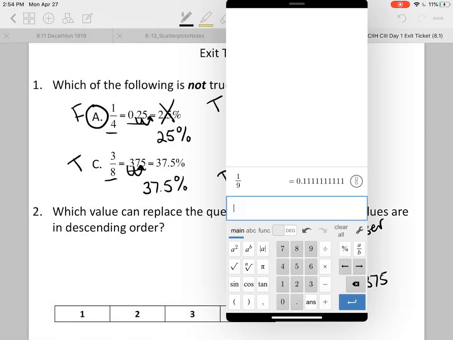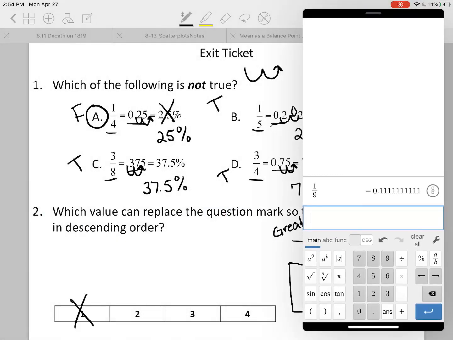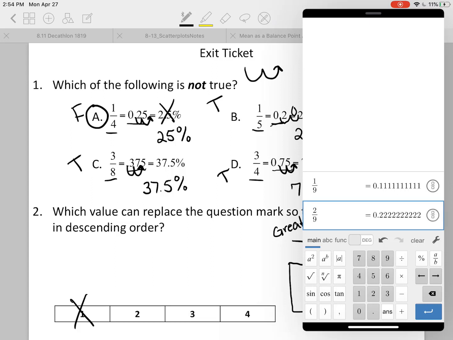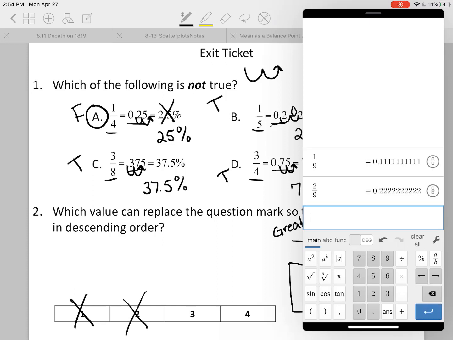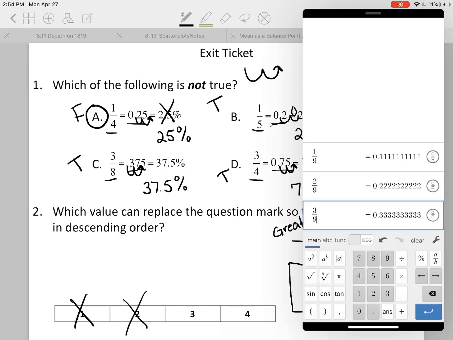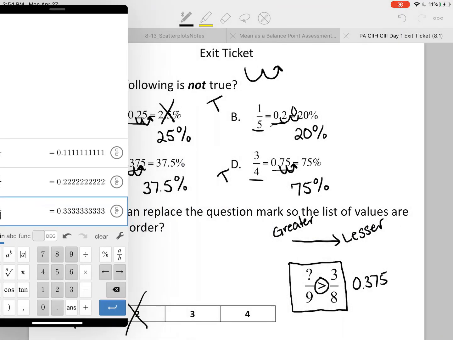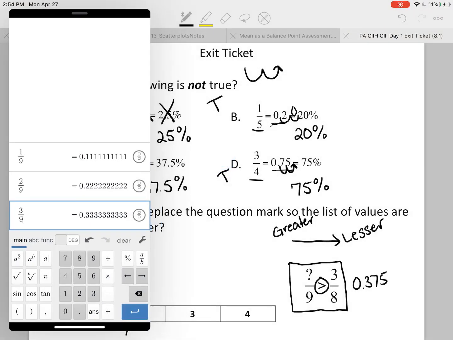That is not greater. If we try 2 divided by 9, we end up with 0.222. That is not greater. 3 divided by 9 is 0.333. It is close, but it is still not greater. And 4 divided by 9, 0.444, is greater, so that is the answer that we select.